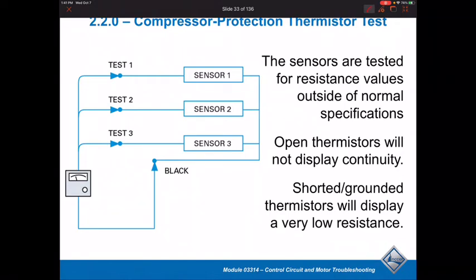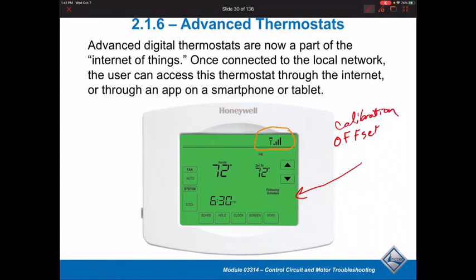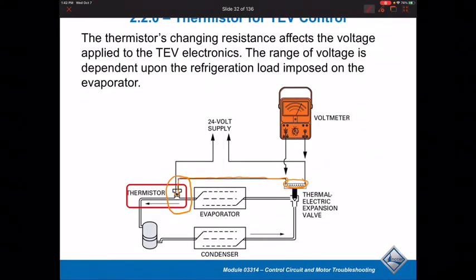But that is something that some of the electronic thermostats will do. You can come into a control like this and put in what we'll call a calibration offset in some cases. So if you know that the room should be 74 degrees, but the thermostat on the wall is telling me that it's 72, I can put in an offset and calibrate it.